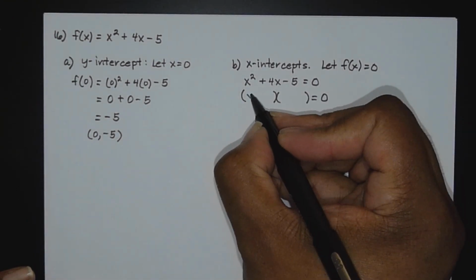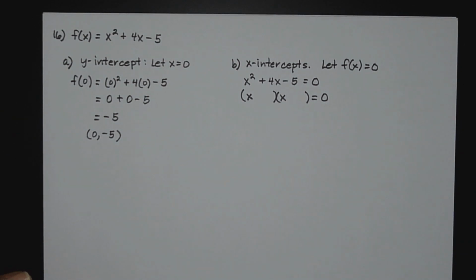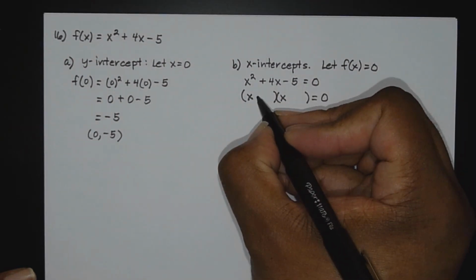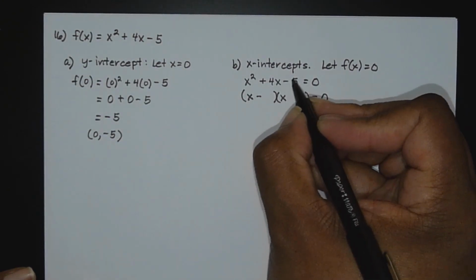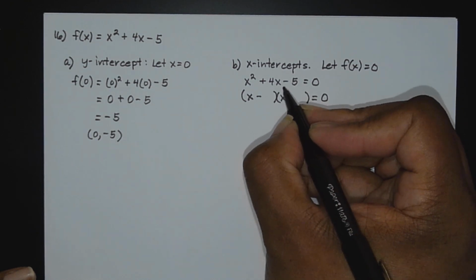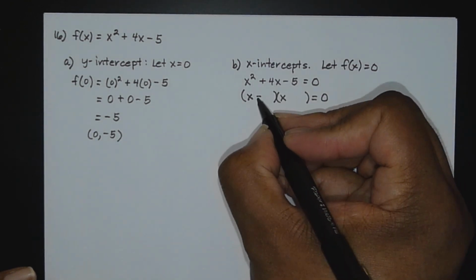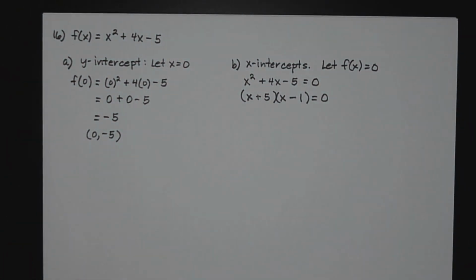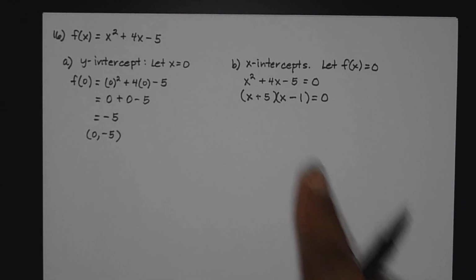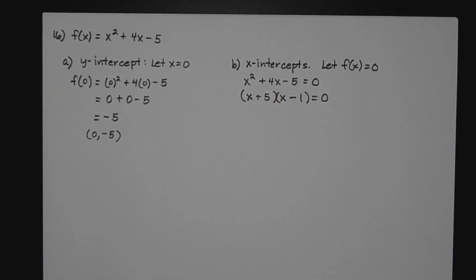Let's see, x squared breaks up as x and x. Now I need factors of negative 5 that would give me 4x as a middle term. Factors of 5 would be what? 5 and 1. And the 5 has to be plus and the 1 has to be minus, because the middle term is a plus, so the larger of the two factors will take that sign of the middle term. So it'll be x plus 5 times x minus 1 equal to 0.